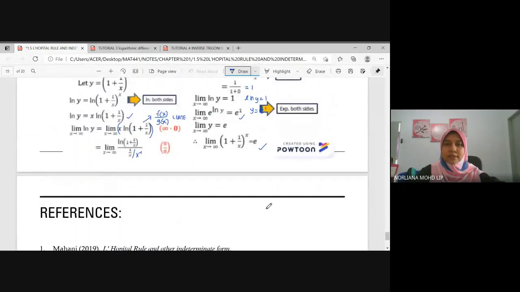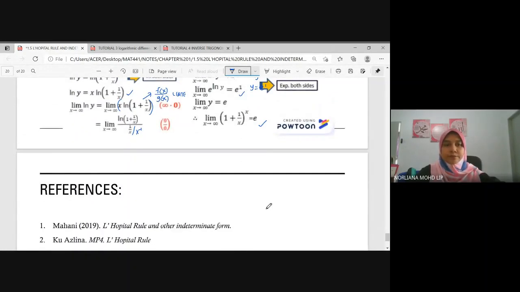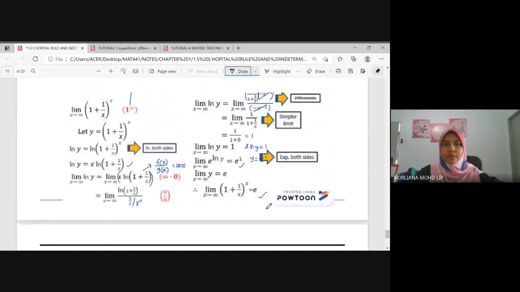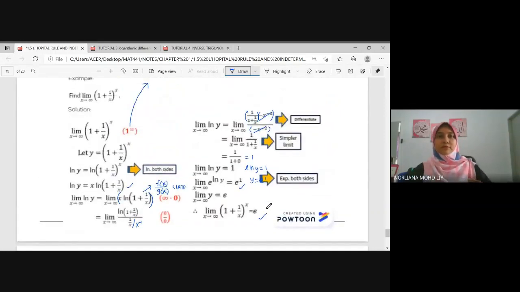Okay, this is the last example for L'Hopital rules and indeterminate form. The reference is from your future. Any questions? We will use this in the last chapter. Any questions?